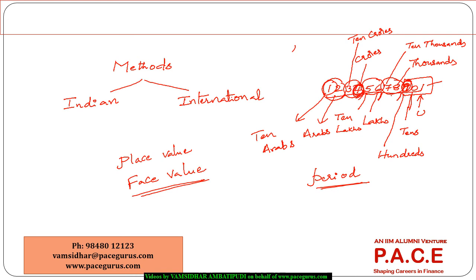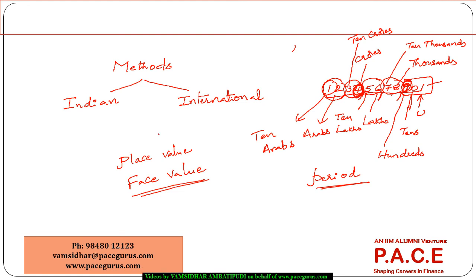Whereas the place value of this 4 is 4 crores because it is there in the crores location. The face value is 4 only, whereas the place value is 4 crores. So the place value changes, an important point for you to remember. The place value changes depending on where exactly the digit is in that numeral, whereas the face value does not change. Wherever, in whichever location it is, the place value changes, but the face value does not change.